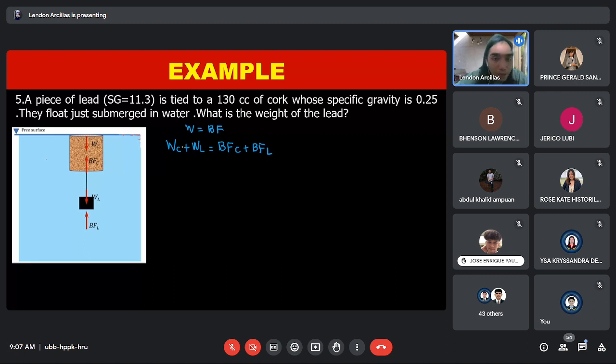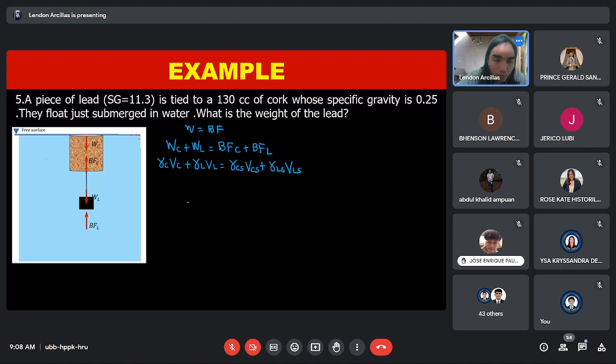Next, the formula for the weight of the cork, that is the specific weight of the cork times the volume of the cork plus the specific weight of the lead and the volume of the lead. Okay? The buoyant force is the specific weight of the water equivalent na nakasubmerge sa cork times the volume of the cork submerged plus the specific weight of the water times the volume of the lead submerged.